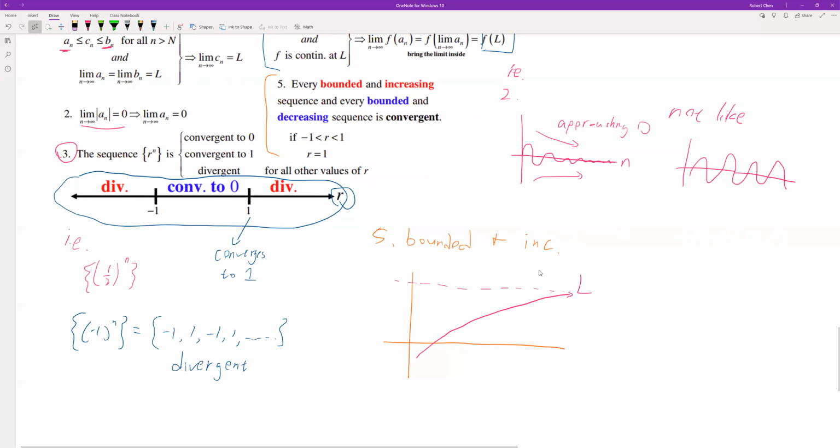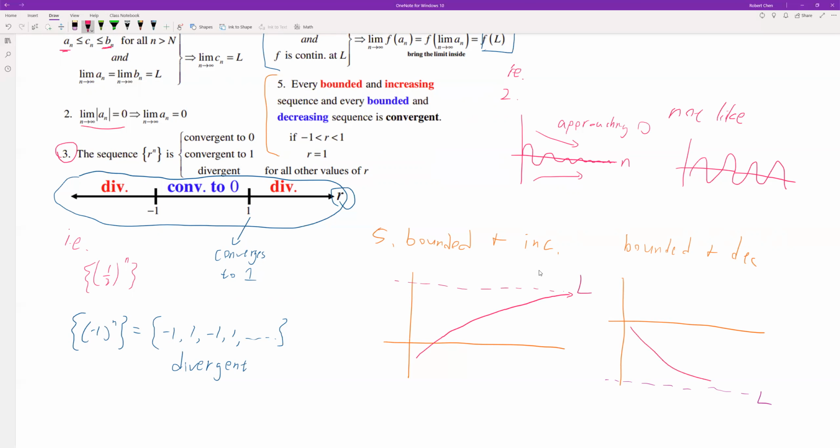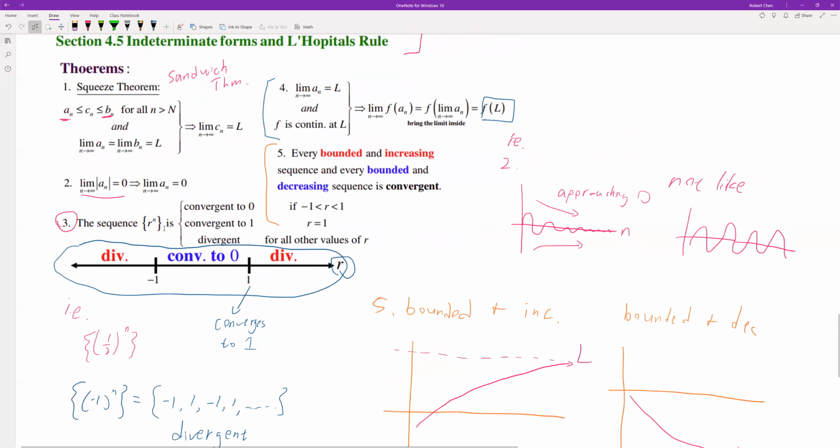Now, similar idea for bounded and decreasing. We have a floor instead of a ceiling, like that. And then our sequence is now decreasing, something like this, very close to L. Okay. So all these 5 points are very useful when determining whether a sequence is convergent or divergent. Of course, this is what we're going to be doing a lot in this section.